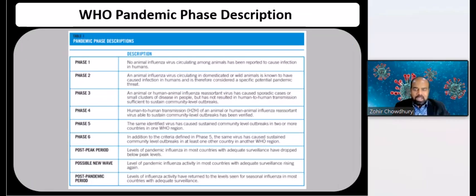This table describes the most recent WHO classification of pandemic stages, phases 1 to 6, and then a post-peak period and post-pandemic period are also incorporated. We'll go into more details in subsequent slides and learn more about each of these phases.